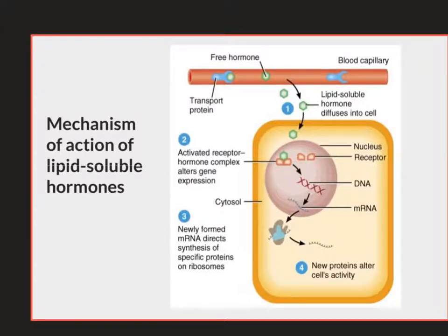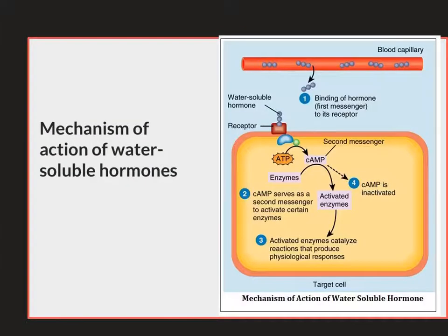Then this activated receptor hormone complex can alter gene expression by turning genes on or off. As the DNA is transcribed into mRNA, this mRNA can then leave the nucleus and enter into the cytosol. In the cytosol, it can direct the synthesis of a new protein, which is often an enzyme. Now that this new protein has been made, it can alter the cell's activity and cause the responses typical of that hormone. Now let's take a look at the mechanism of action of water-soluble hormones.